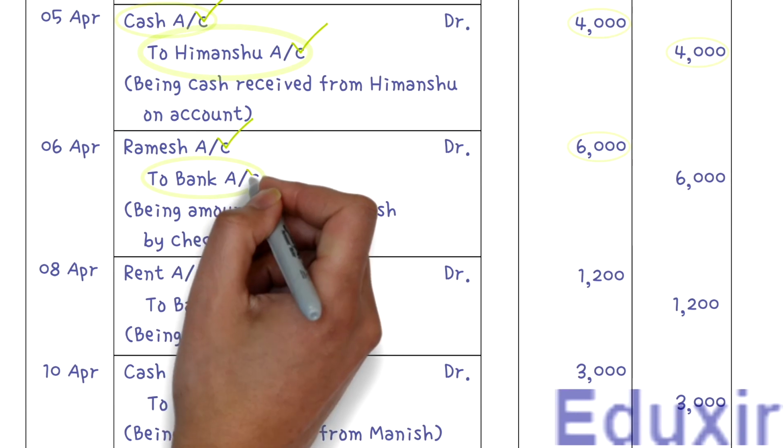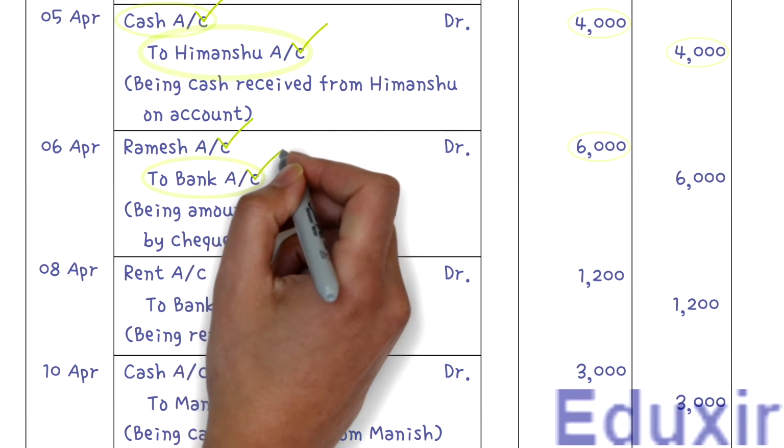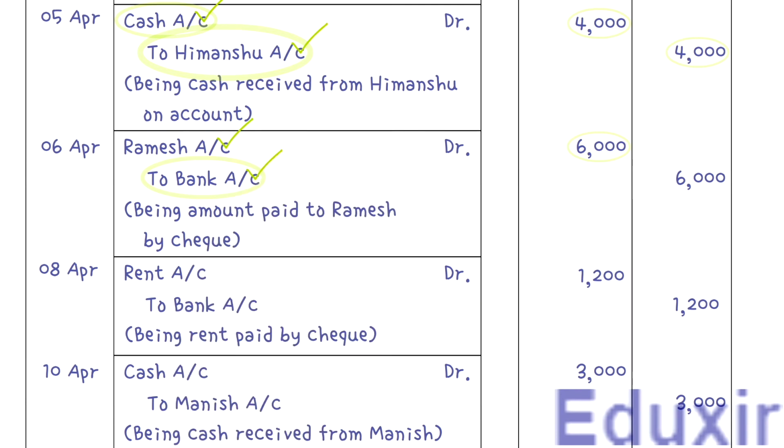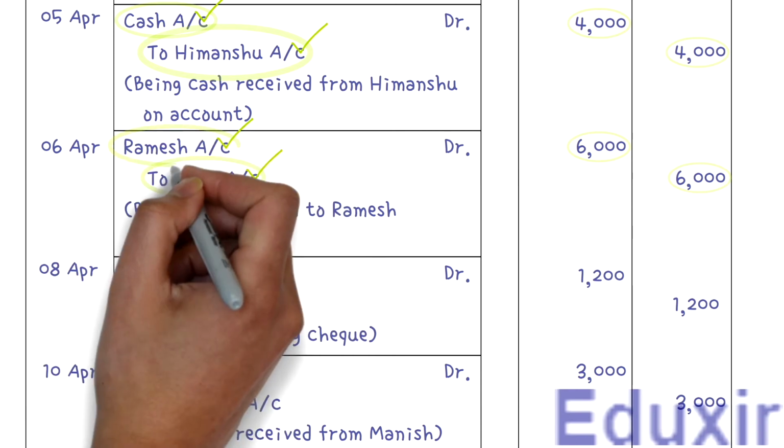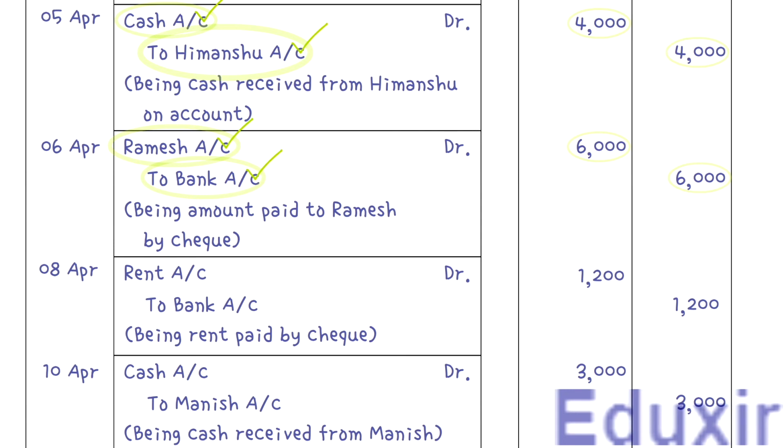As the name suggests, it needs to be posted on the credit side of bank account and the credit amount is 6000 rupees. Note that the details that need to be posted into the particulars column is Ramesh account. As we already have bank account, let us now post this entry into that account.